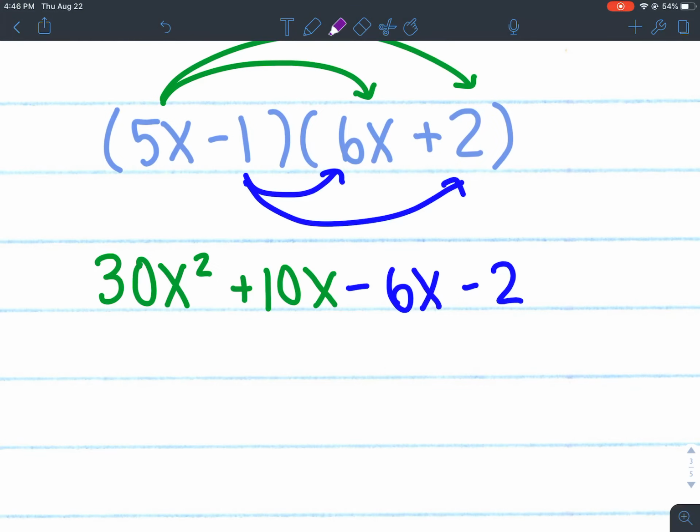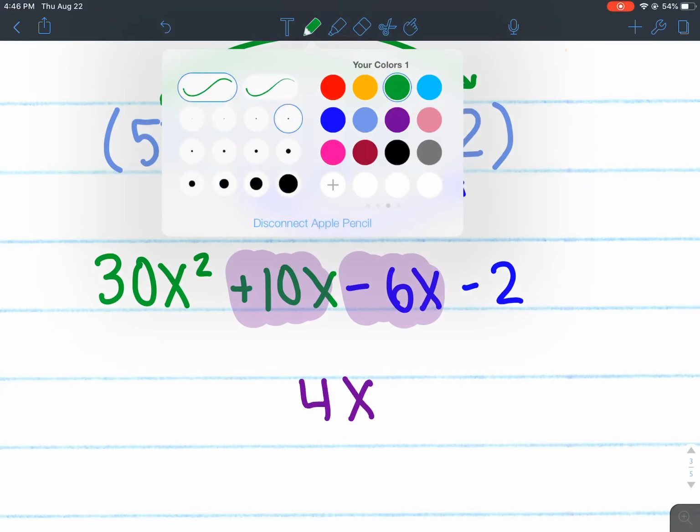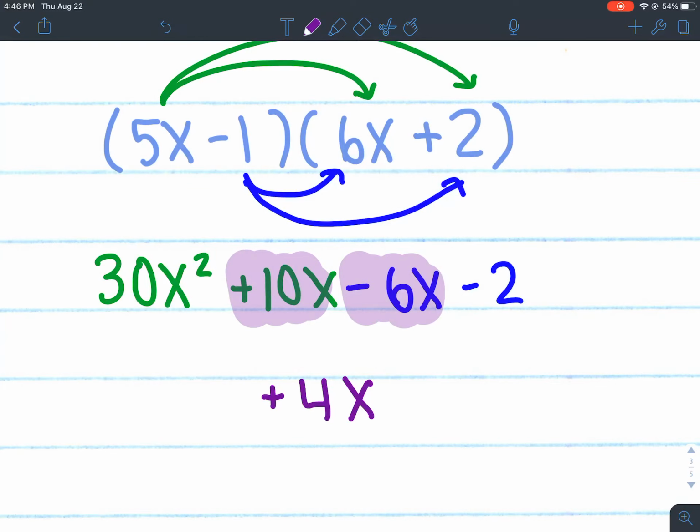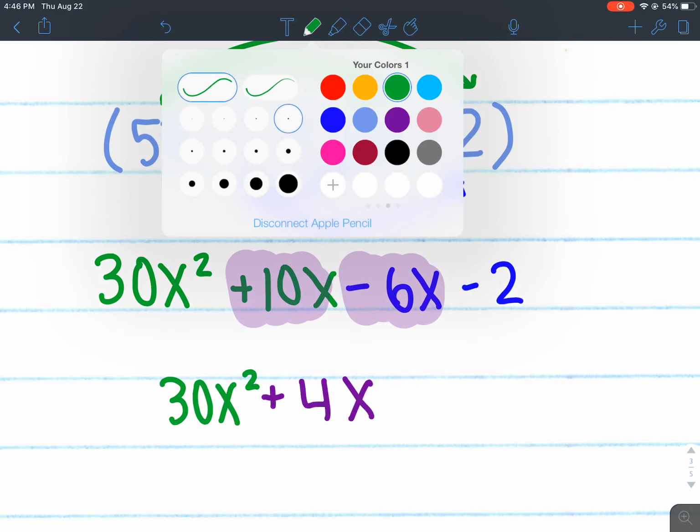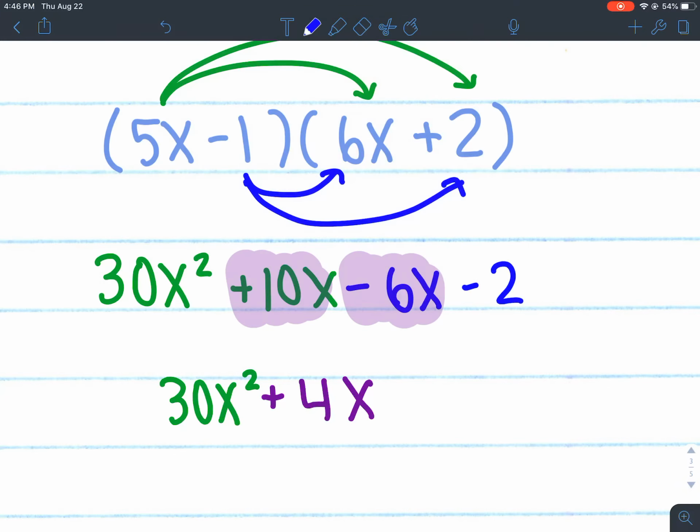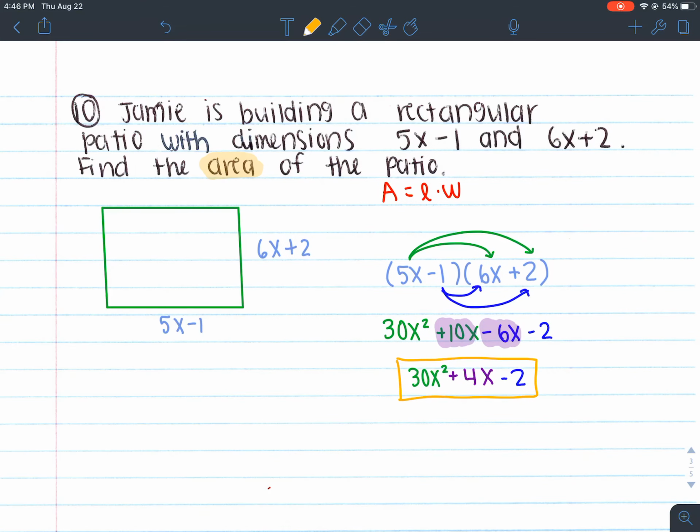Let's look for like terms. 10x minus 6x is going to be 4x. And then we have, oops, got the plus sign because it's positive. And then we have 30x squared in the front, and then minus 2 in the back. And that is our area. And you're like, that's not a number, that's not area. However, we don't know what x is. So if they gave us x, we could calculate the real area, but right now it's just an expression.